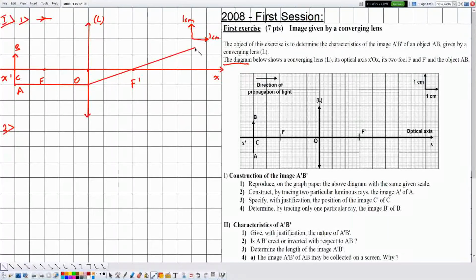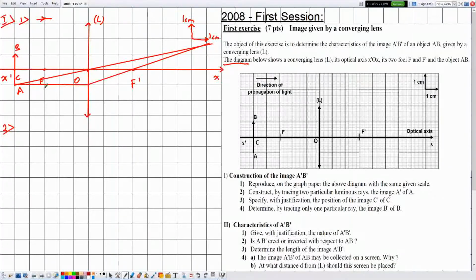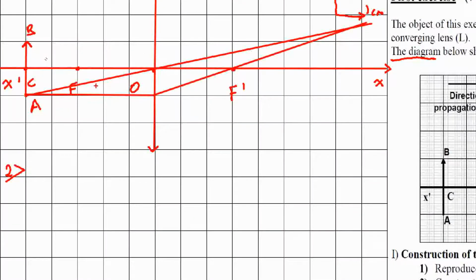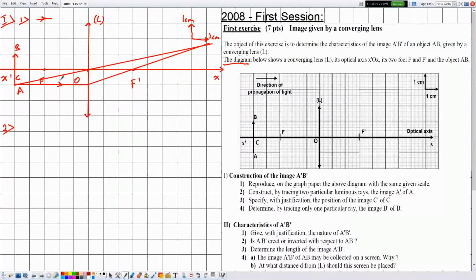Now the other ray that we will consider is passing through the optical center. We know that it emerges without deviation, and we don't forget arrows on all light rays, on incident rays as well as emergent rays. Now let's justify the path of these two rays.